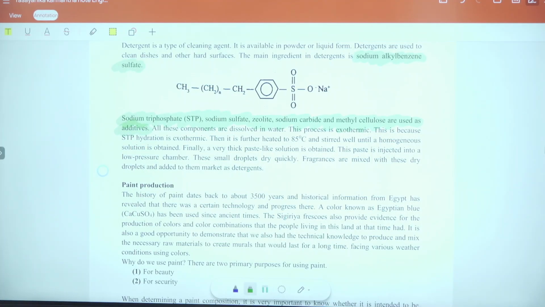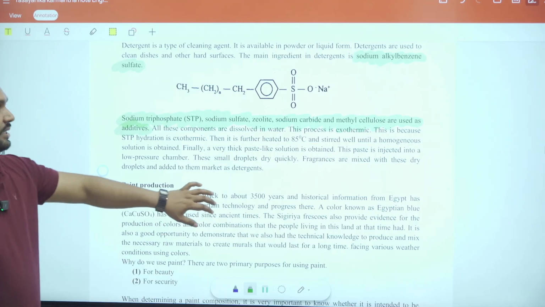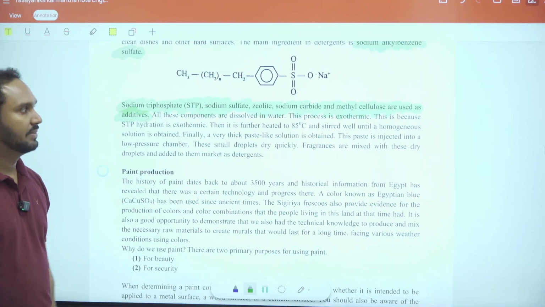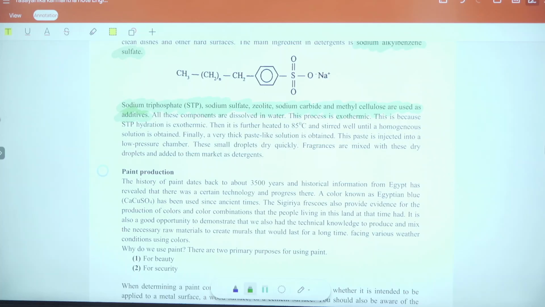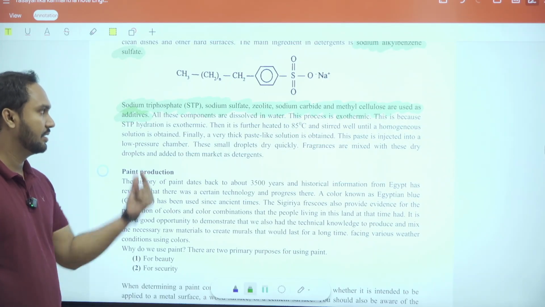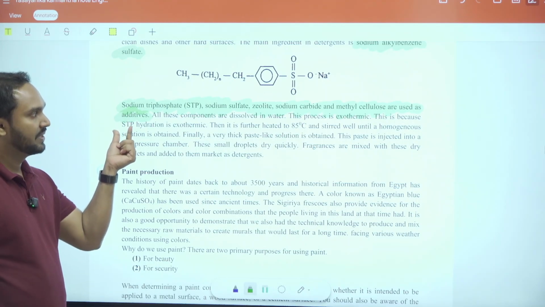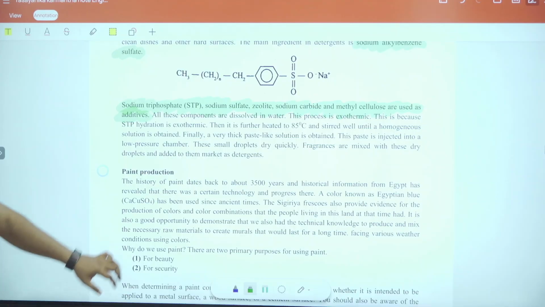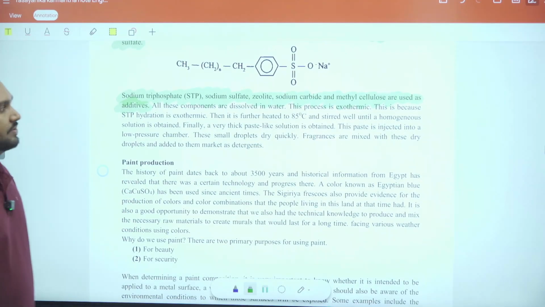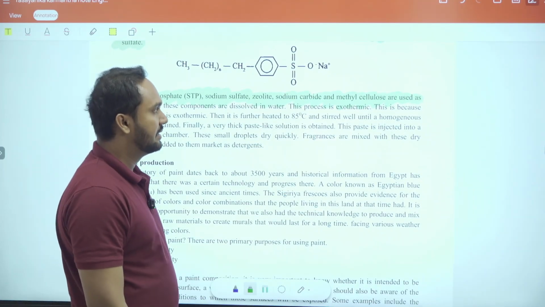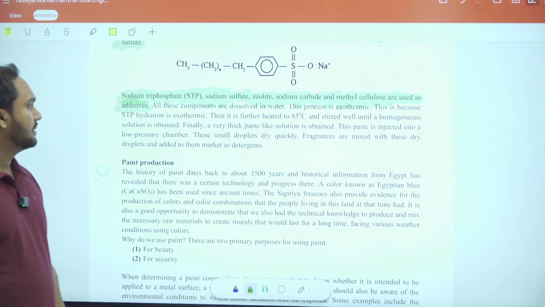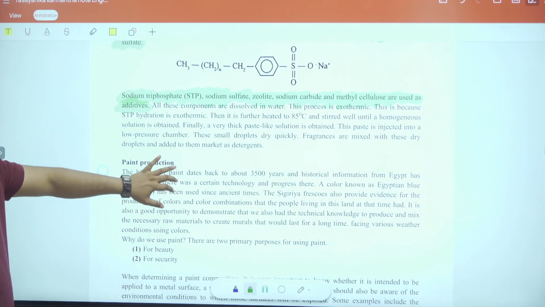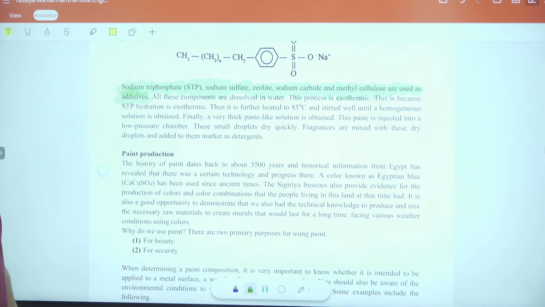All these components are dissolved in water. This process is exothermic. This is because the STP hydration is exothermic. Then it is further heated to 85 degrees Celsius and stirred well until a homogeneous solution is obtained. Finally, a very thick paste-like solution is obtained.